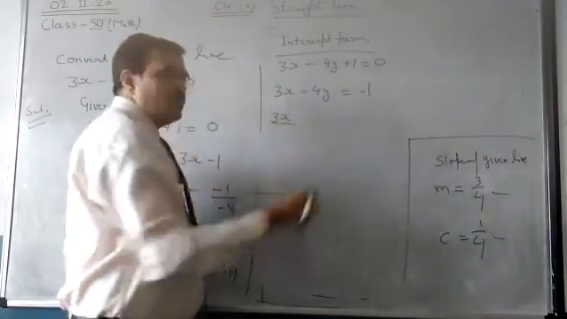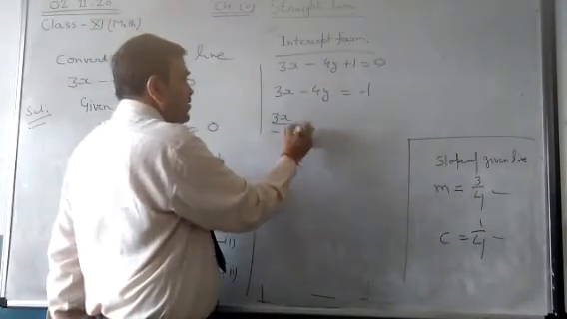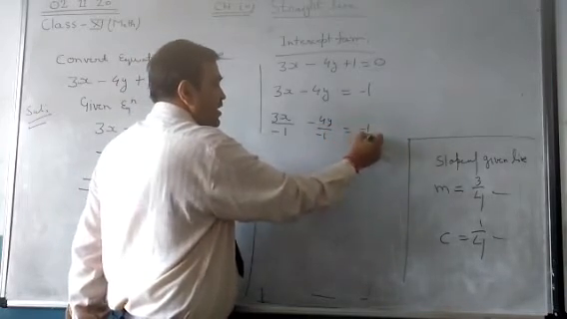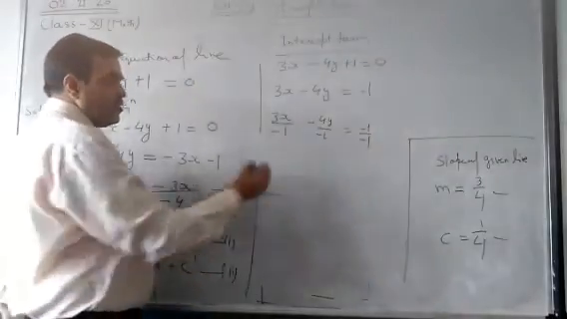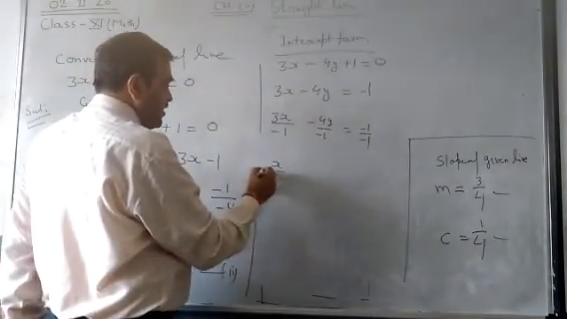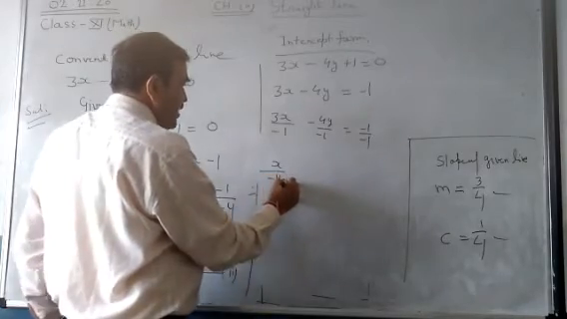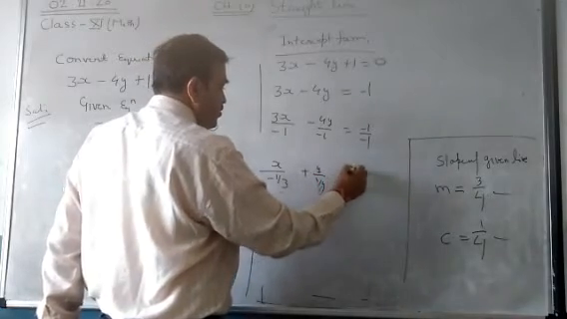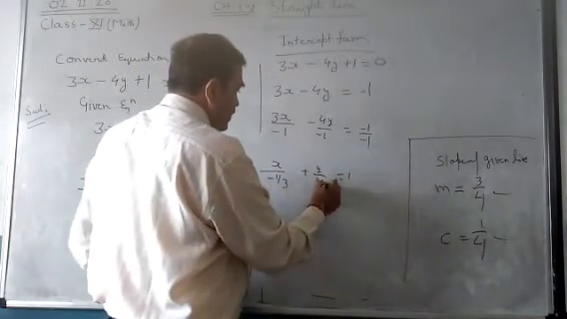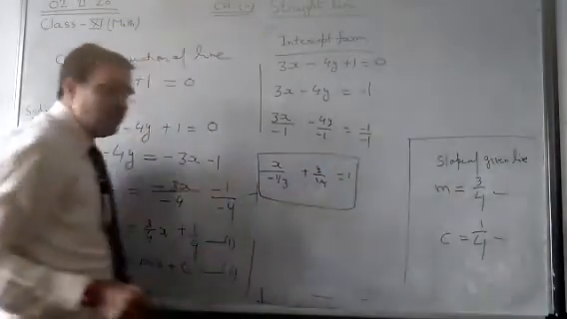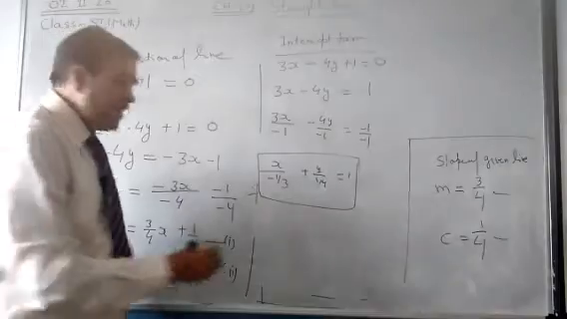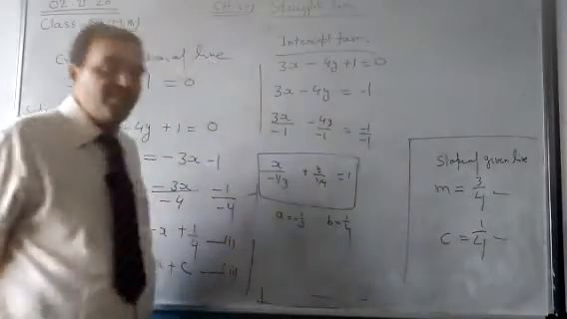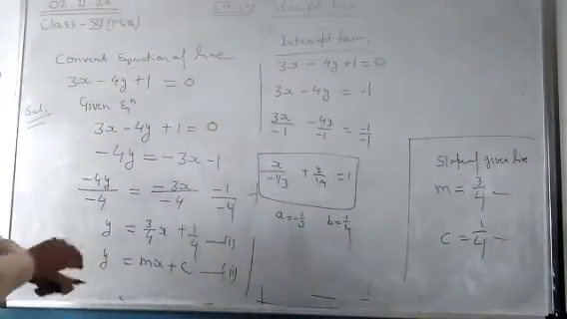3x upon minus 1 minus 4y upon minus 1. So this can be written as x upon minus 1 by 3 plus y upon 1 by 4 equals 1. So it is the intercept form, and here the intercept a equals minus 1 by 3 and b equals 1 by 4. Okay.